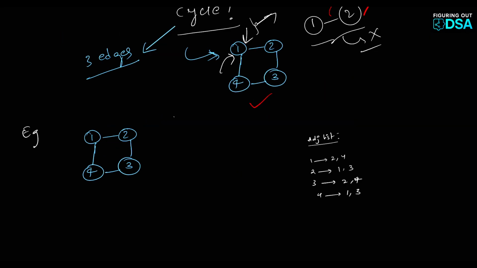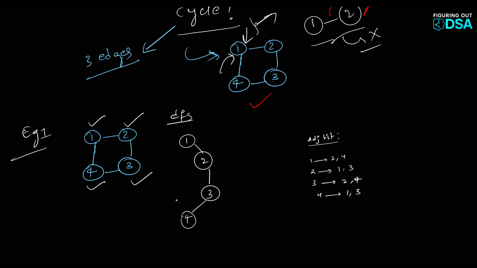So let's take this example 1 and try to do a DFS traversal on this graph. This is the adjacency list of this graph. So let's start with DFS traversal. If we start with node 1, we'll mark this node 1 as visited. We'll travel to node 2. We'll mark this node 2 as visited and we'll go to node 3 and we'll mark this 3 as visited and we'll go to node 4 and we'll mark this 4 as visited.